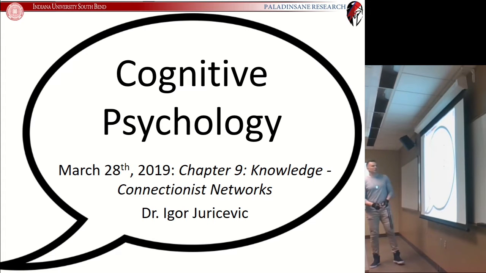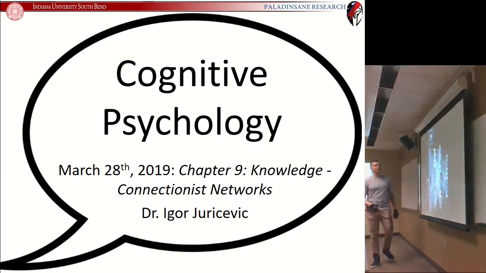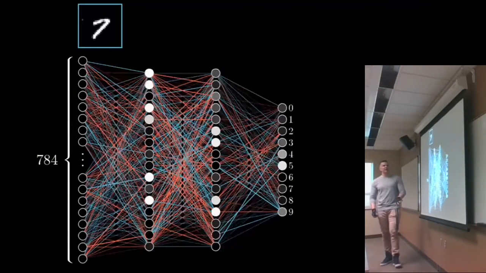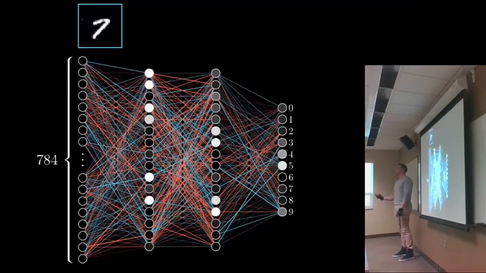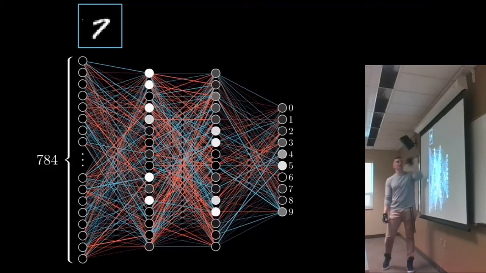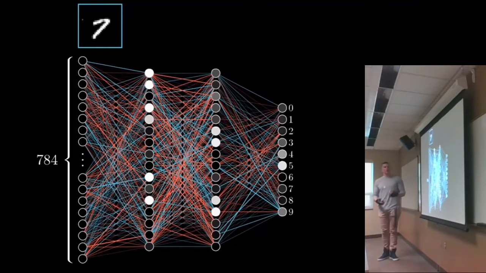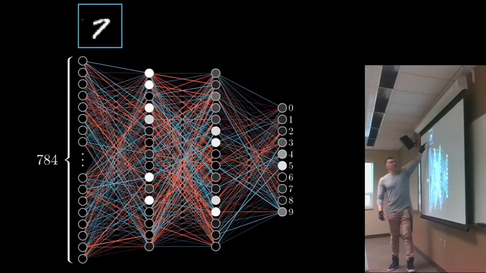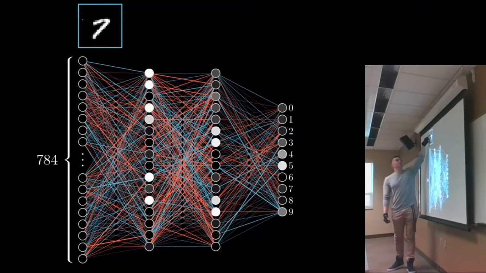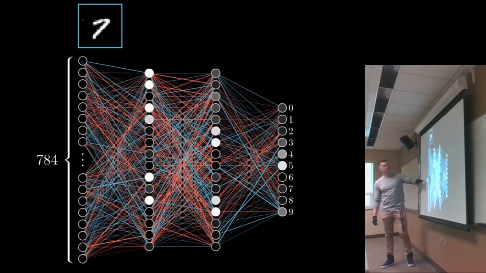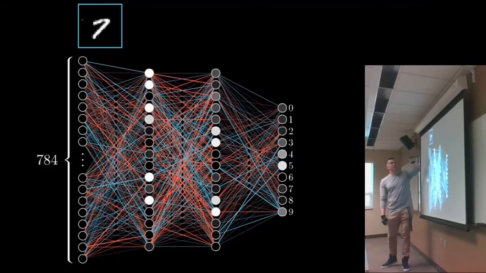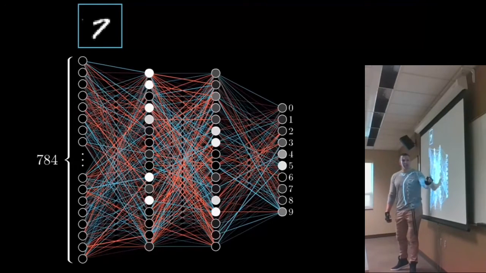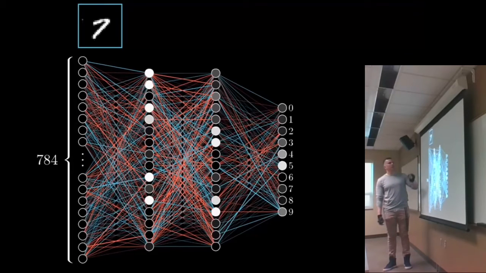So to finish up our look at connectionist networks, we took a look last time at a network that can recognize numbers, even if they are degraded stimuli, like that one up there. If you break this picture down, you can break it down into 784 pixels. Each of those pixels has an input unit, and that input unit has connections to hidden units, and those hidden units have connections to output units.